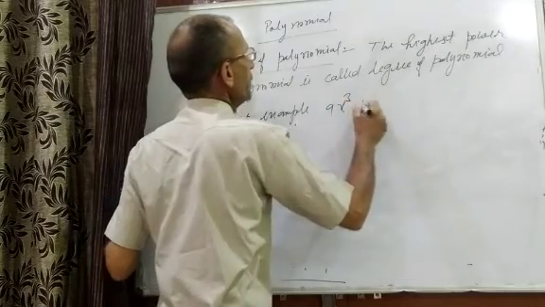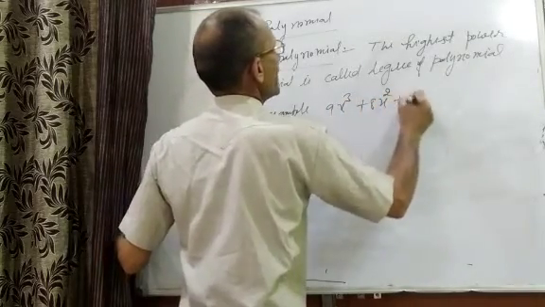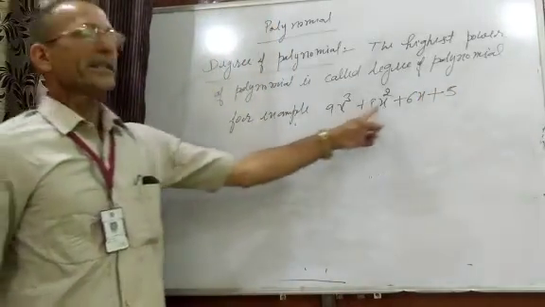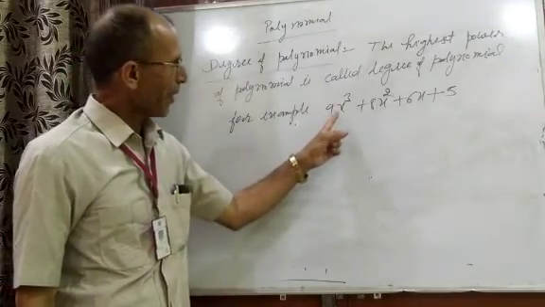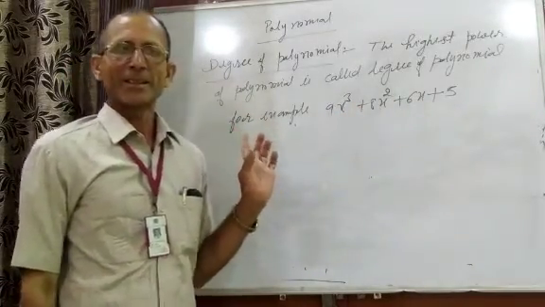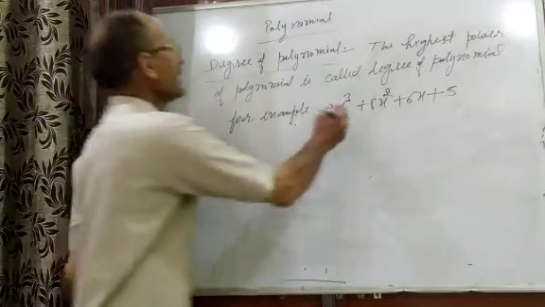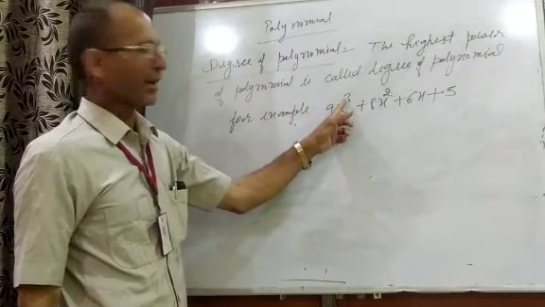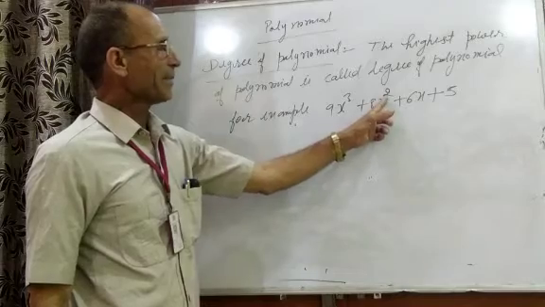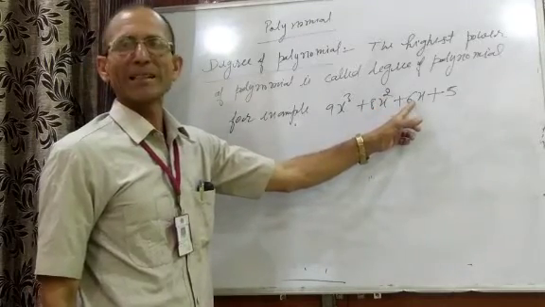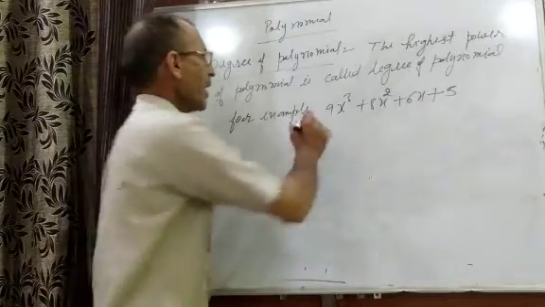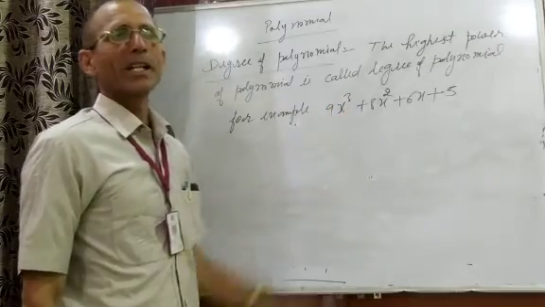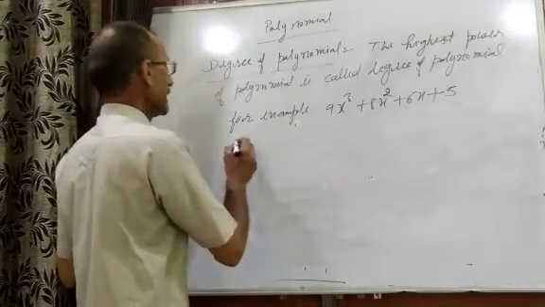For example, 9x cubed plus 8x square plus 6x plus 5. This is a polynomial because here the power of the variable is a positive integer, not negative, not rational. Now in this polynomial, the power of the first term is 3, the highest power. The power of the second term is 2. The power of the third term is 1. So the highest power in this polynomial is 3. So the degree of the polynomial is 3.